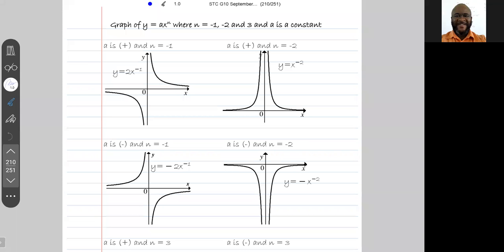All right. One of the things you're told you should be able to do on your syllabus is draw the graph of y is equal to ax raised to the power n, where n, which is the power, could be -1, -2, or +3, and a is a constant. What I did here is I just have some sketches of what the different graphs would look like.